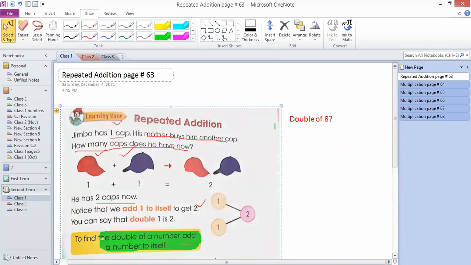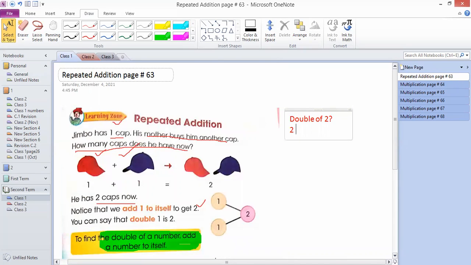Like double of 2. If I ask you, what is double of 2? So double of 2 means you will add 2 with 2. 2 plus 2 is equal to 4. So I can say double of 2 is 4. In order to find out the double of 2, I will add 2 with 2. Is it clear, guys? Yes, sir. Very good.